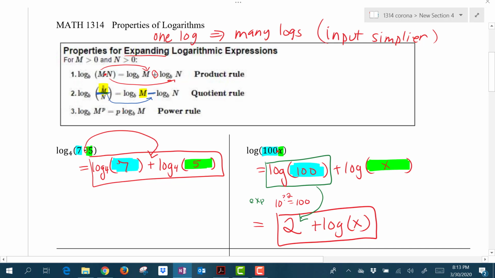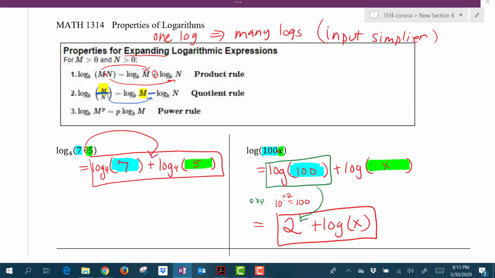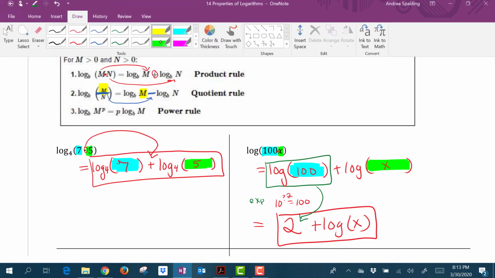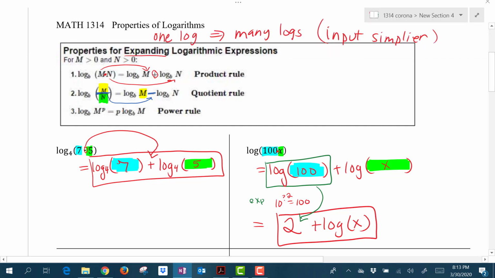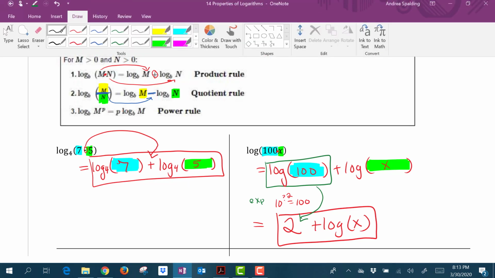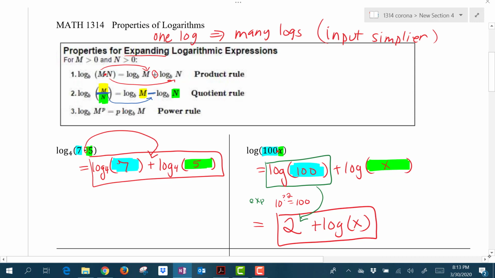The top of that fraction gets to go into its own log. It always goes into the positive log or the first log. The bottom of that fraction inside that single log gets to go into its own log but it always goes in the log that follows the minus sign. So we would say it goes into a negative log. Okay, that's the quotient rule, using the quotient rule to expand.